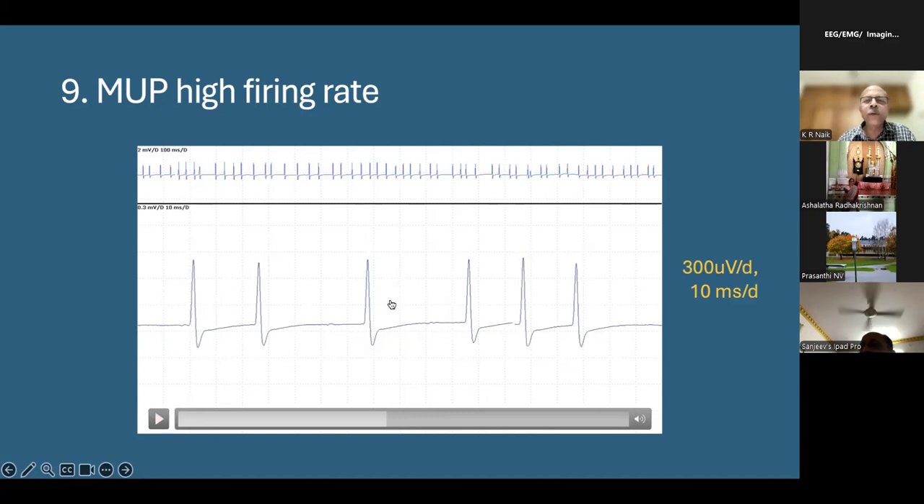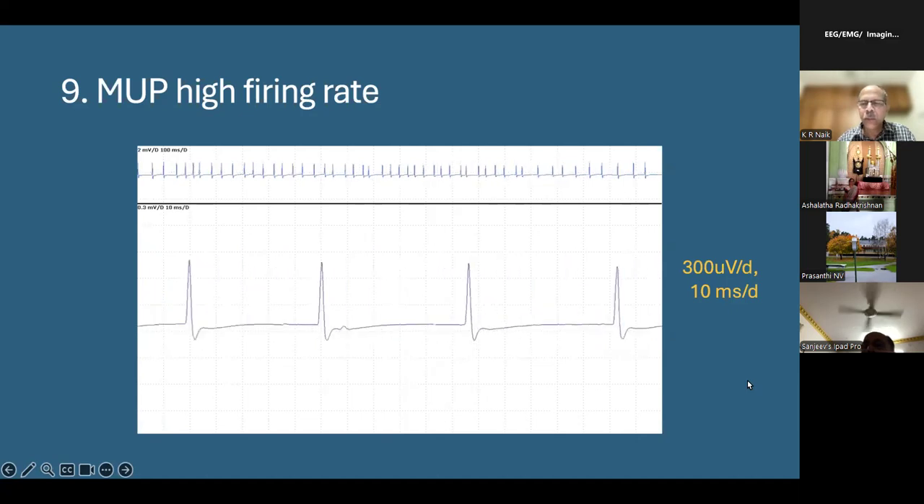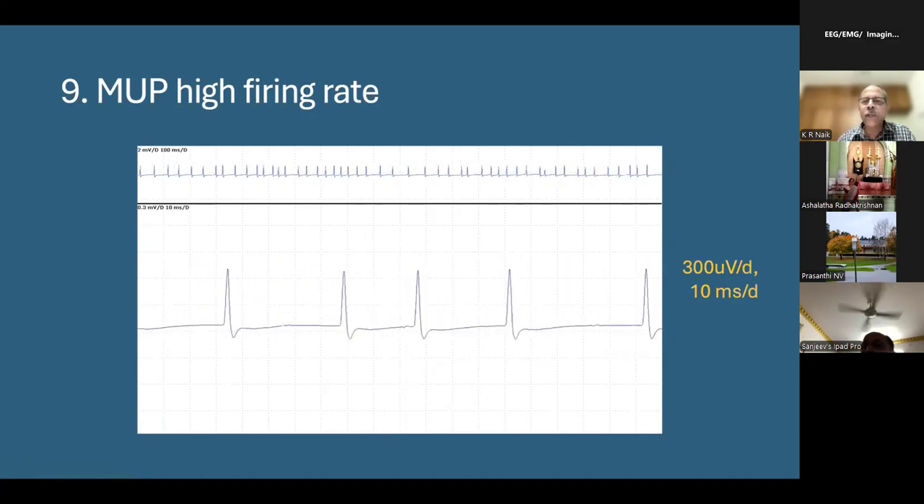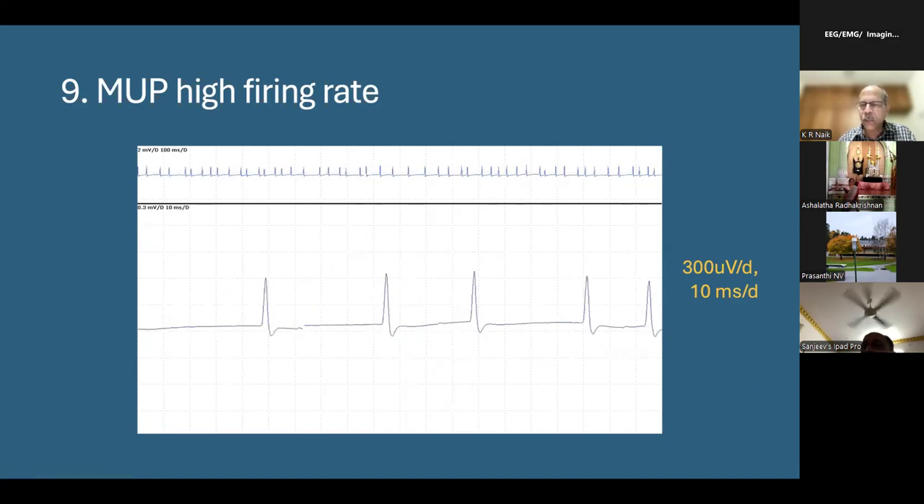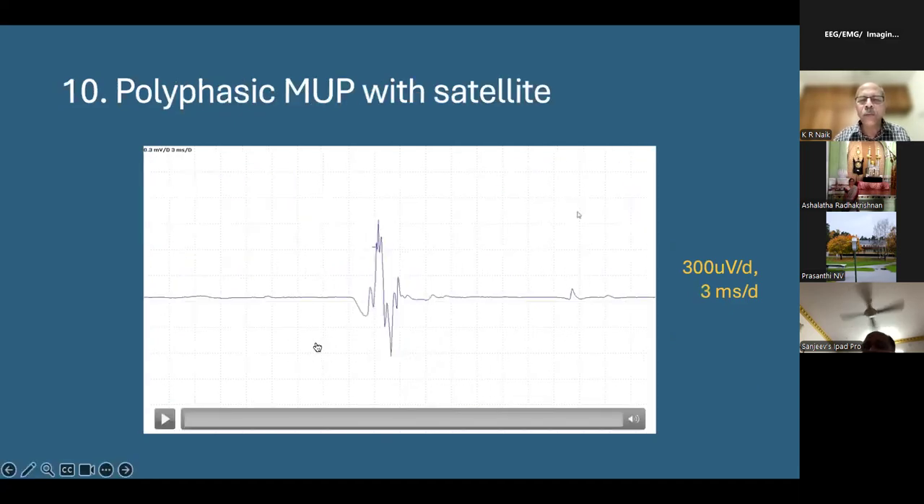Now, the amplitude is not very big. MEP duration is normal, MEP amplitude is normal. Not only look at the amplitude and duration, but also look at the rate. That's going to tell us more. So this will play once more.